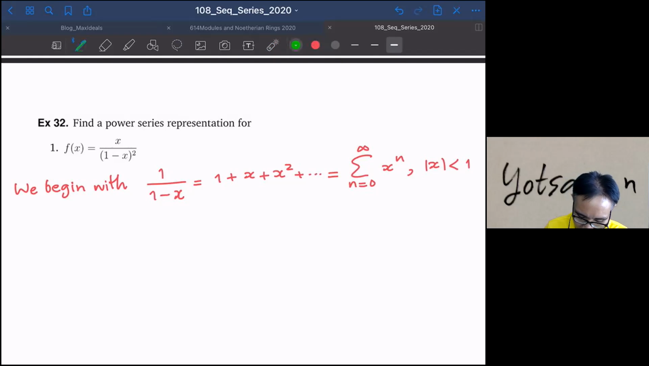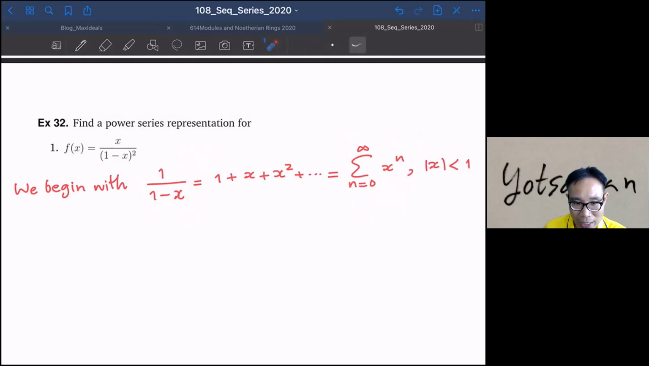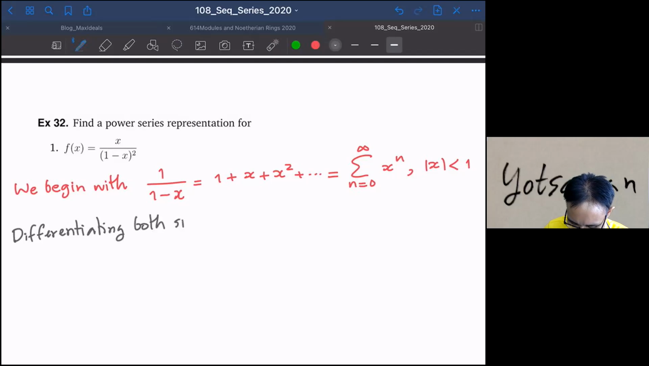Okay, so you see that in order to have the square here, you are not able to just square both sides, because when you square both sides, this one will be horrible. You're going to get many terms, so it's not good to do that. So for this one, what we are able to do is differentiate both sides. Okay, so we differentiate both sides.